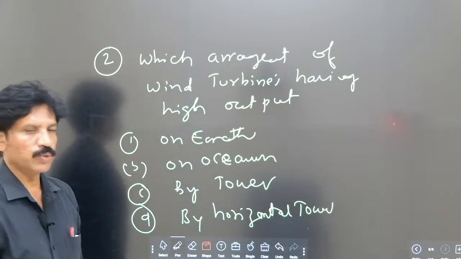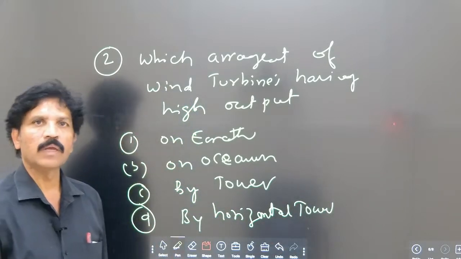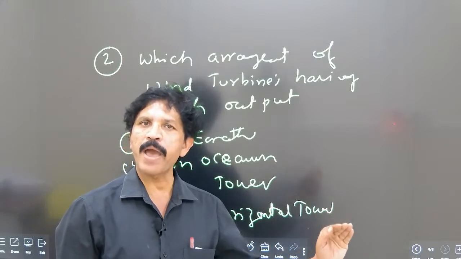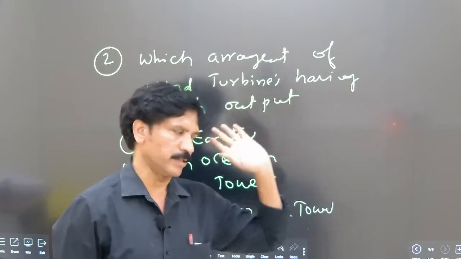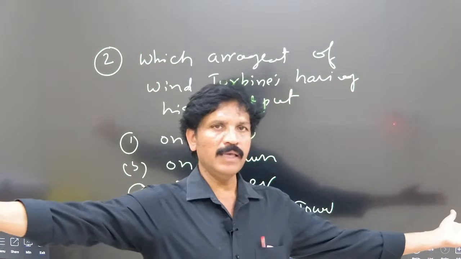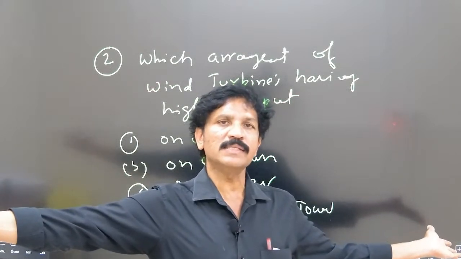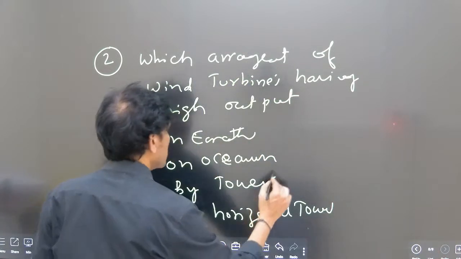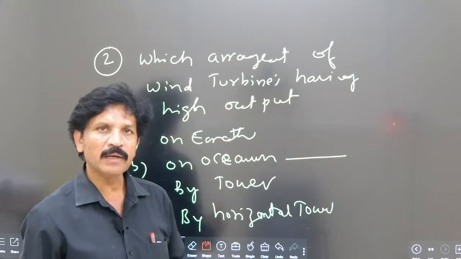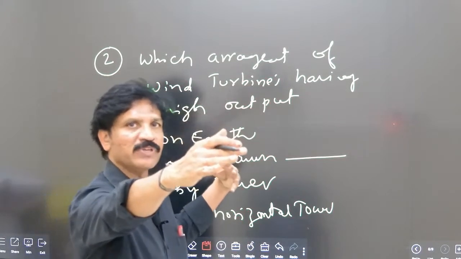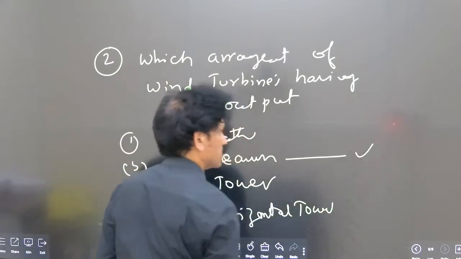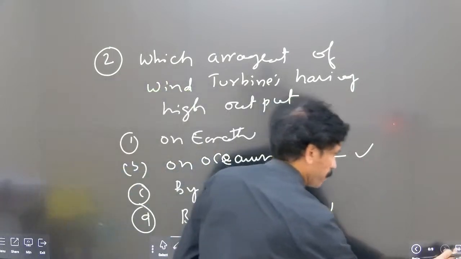Right. So on earth, a lighter quantity of wind velocity impacts the turbine blades, right. Next, on ocean, because the surface area is larger at sea level. So the maximum output is obtained when we establish a group of wind turbines on the surface of the ocean, which has the high output. This is the answer.